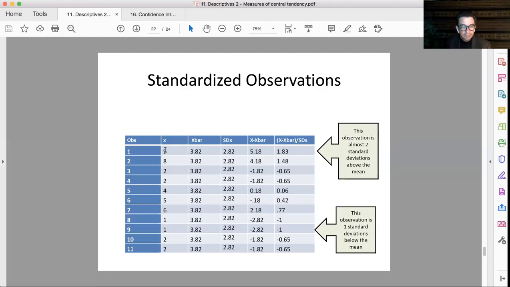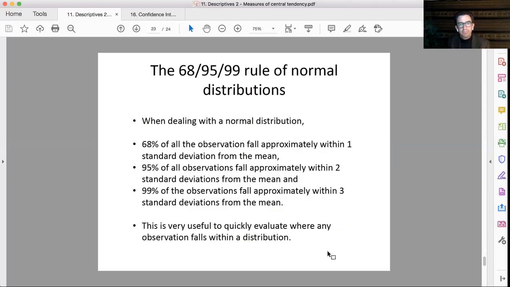For example, here, this is standardized. So this value of 9, we know that the mean is 3.82. So this one is pretty far away from the mean, and it is 1.83 standard deviations away from the mean. This one is 1.48 standard deviations away from the mean. This one is a little below the mean, it's 0.65 deviations below the mean. So we're not expressing each observation in terms of its units, but in terms of how far away from the mean it falls. And this is going to be very useful later on when we do hypothesis tests and other types of distributions.